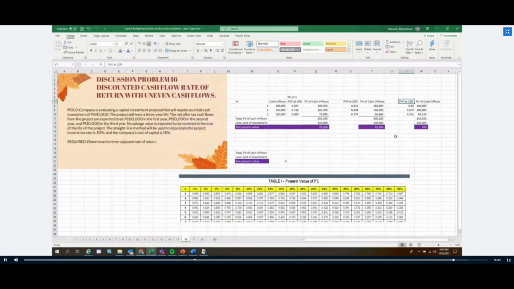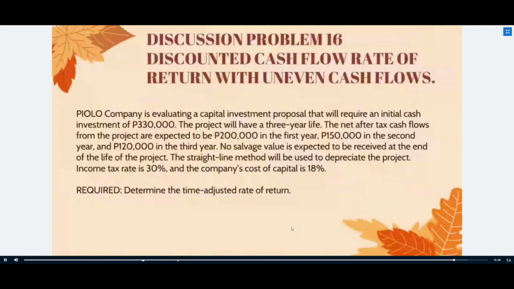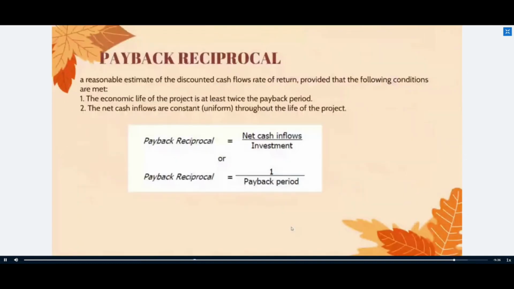So that's how to approach this type of problem. Okay, so that's problem 16. Let's now go to the last concept, the payback reciprocal. Payback reciprocal is a reasonable estimate of the discounted cash flow rate of return provided that the following conditions are met. So class, the payback reciprocal is an estimate of IRR.